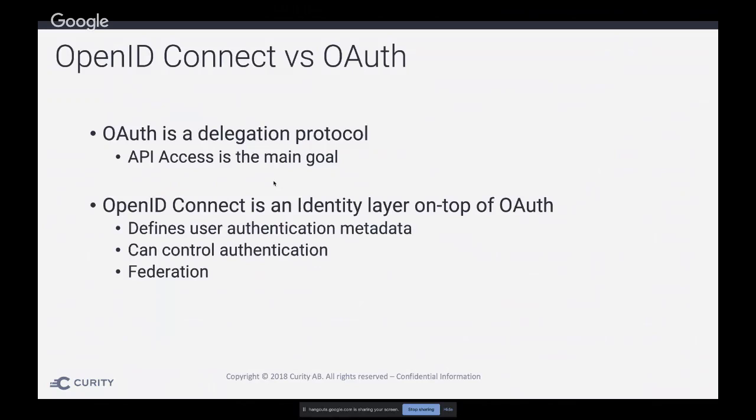So OpenID Connect defines things like how can authentication be triggered, how can we request certain data around the authentication, how can we know who and what and where, and so on. You can also control the authentication. You can say, I require this type of authentication, or it to be done this recently, things like that. And these things together means that OpenID Connect is essentially a federation protocol.